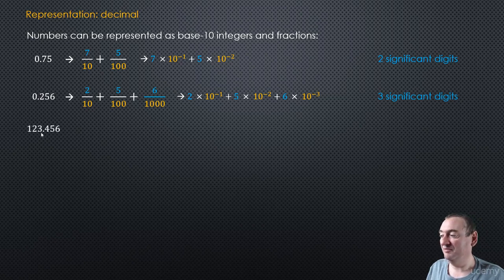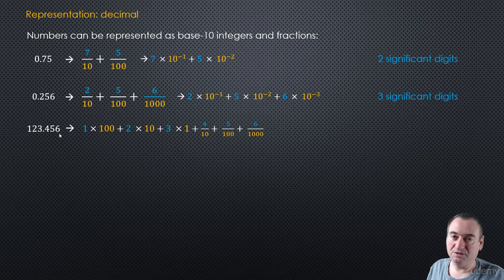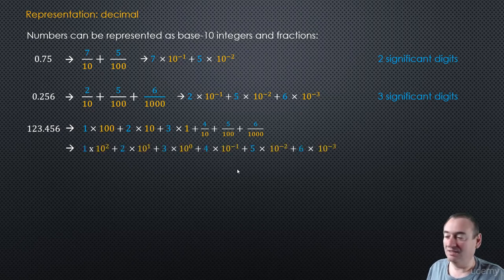Now, of course, we can also have numbers before the decimal point that are other than 0. For example, 123.456. Well, as we saw before, this is 1 times 100 plus 2 times 10 plus 3 times 1 plus 4 over 10, 5 over 100, 6 over 1,000. So now we've just done that expansion basically to the left and to the right of the decimal point. In this case, we needed 1, 2, 3, 4, 5, 6 of these terms to define the number, and we therefore have 6 significant digits.